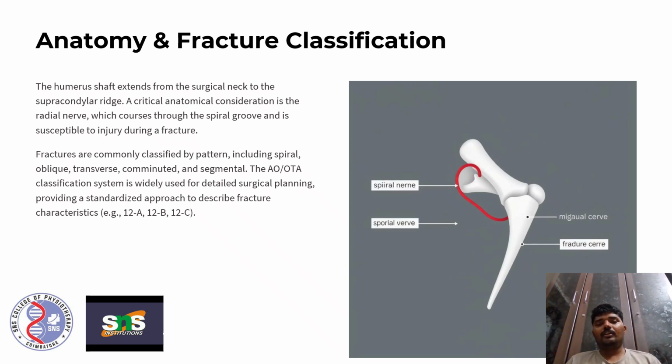The AO and OTA classification system is widely used for detailed surgical planning, providing standardized approaches to describe the fracture characteristics.